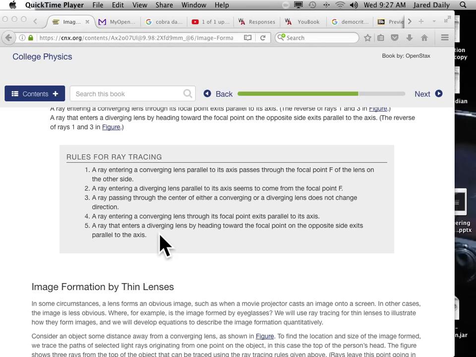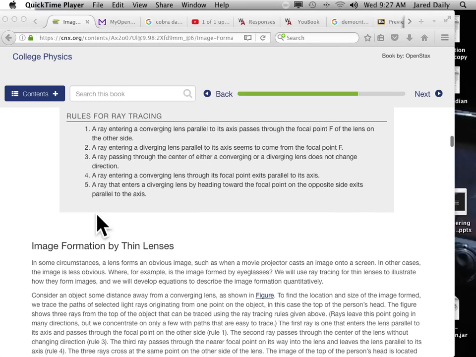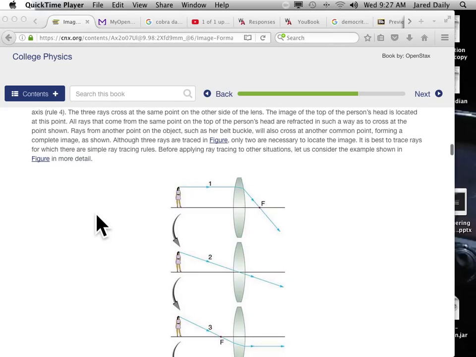Now, they have these other two, 4 and 5, which are the inverses of 1 and 2. A ray entering a converging lens through its focal point will exit parallel. And a ray entering a diverging lens toward the focal point is going to exit parallel. So those are the opposites of 1 and 2. But those are the rules for ray tracing, and now we're going to use them to determine what light does in different situations. So here's a representation of each of those rules.